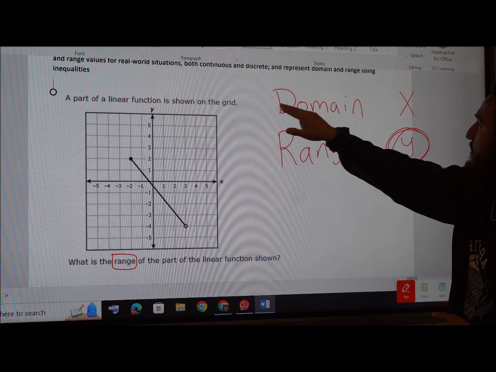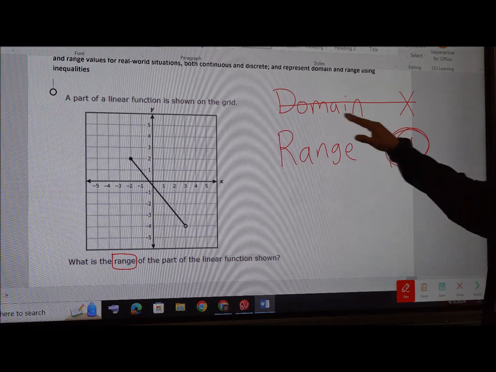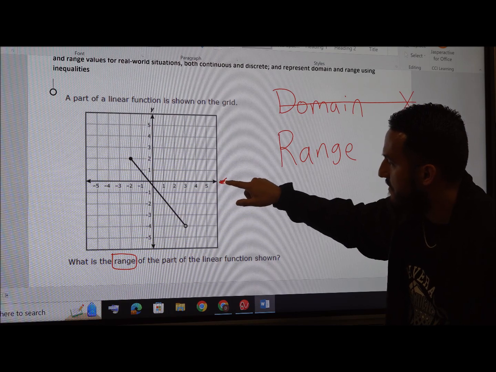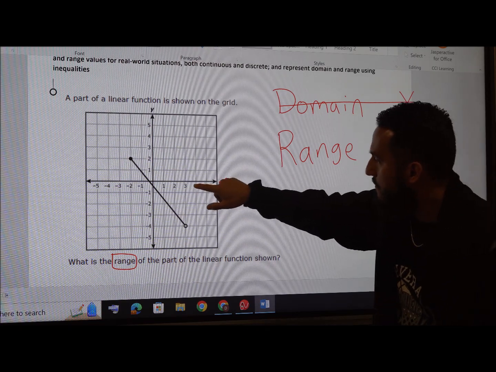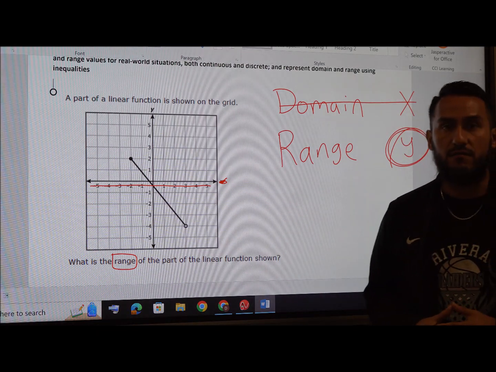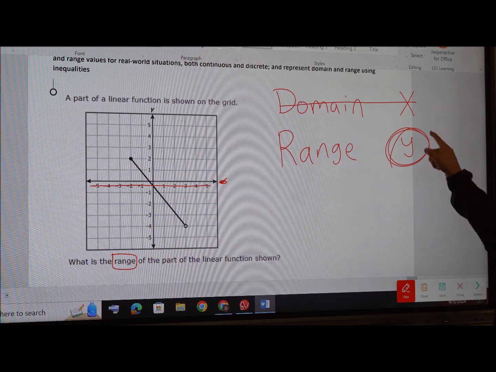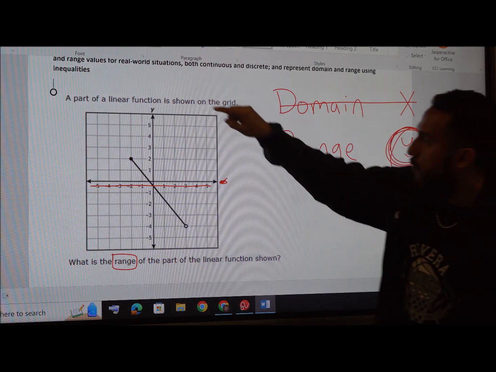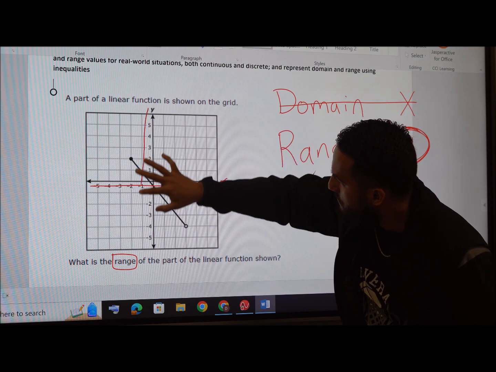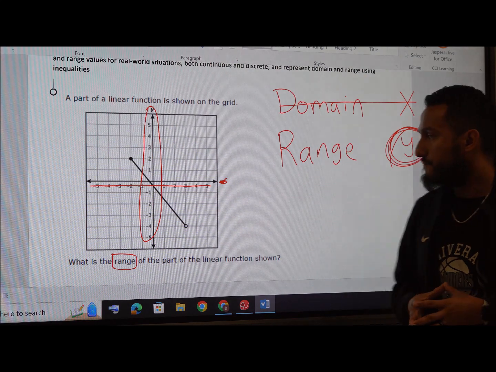We don't really care about the domain because they're not asking you about the domain. So because the domain's not important, that means the x-axis is not important, and neither are any of these numbers. So we don't need to look at those numbers. All we need to worry about are the range values. The range is the y values right here, and the y values are going to be located right here. So I'm going to go ahead and circle this.